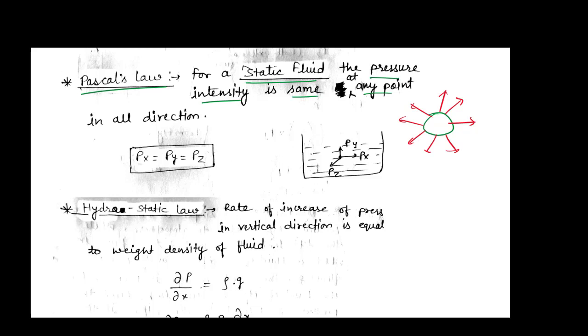Okay, so there is a relationship here that Px is equal to Py is equal to Pz, meaning in x direction, in y direction and in z direction all the pressure is the same when the fluid is static or at rest.